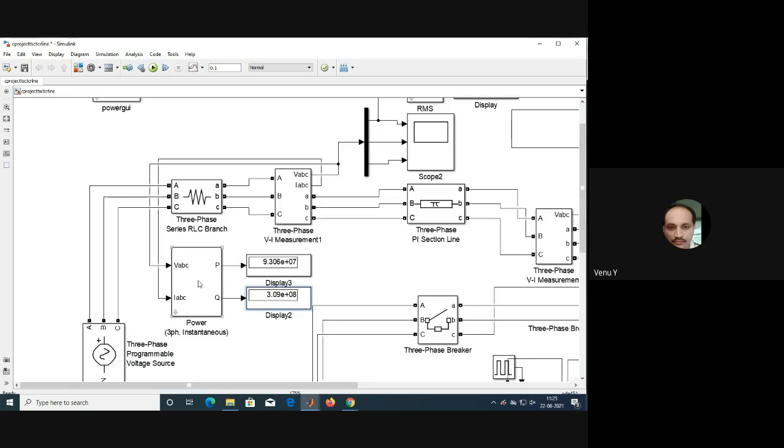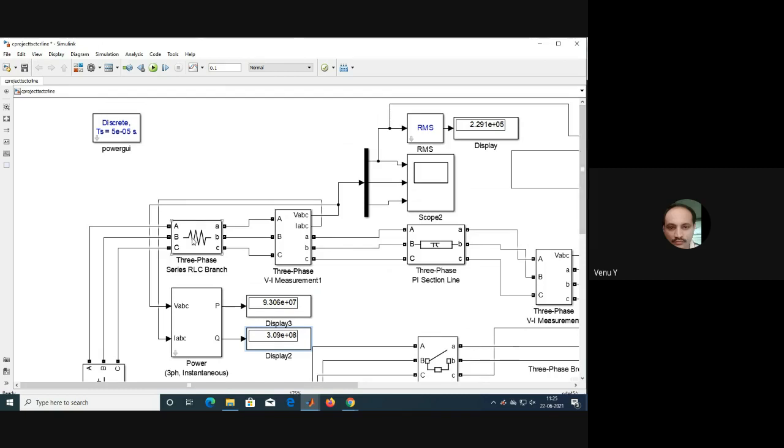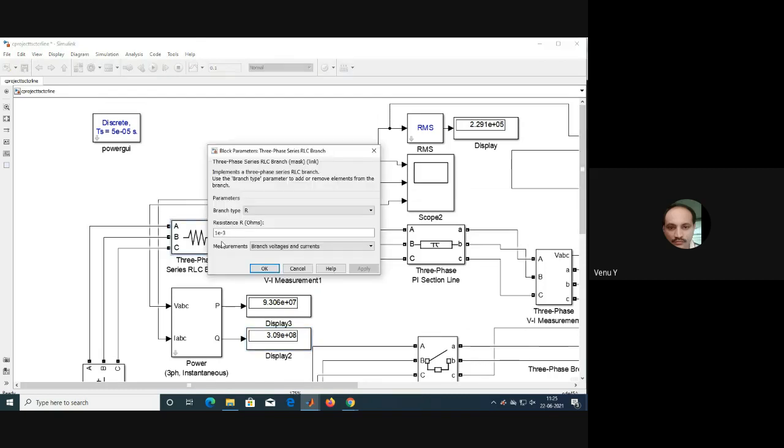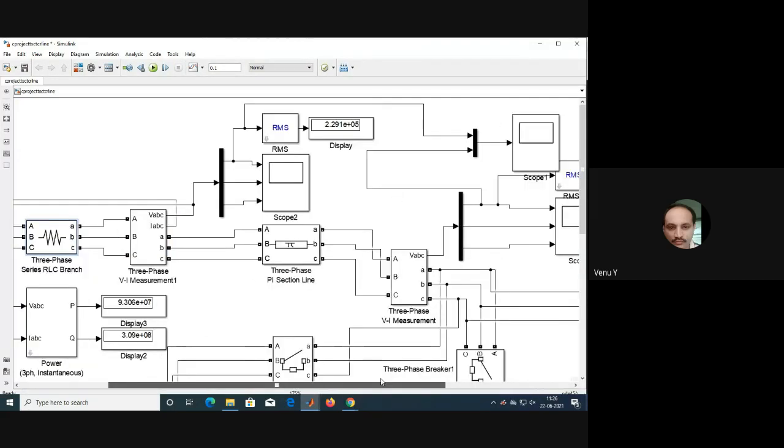So this is the power measurement. Inputs are three-phase power measurement, instantaneous. VABC and IABC can be taken as inputs. Outputs are P and Q, active power and reactive power respectively. So this is the series resistance, three-phase, 1 milli ohm. You can measure branch voltage and currents. So this is the three-phase measurement block. VABC and IABC are the voltages and currents in three-phase.